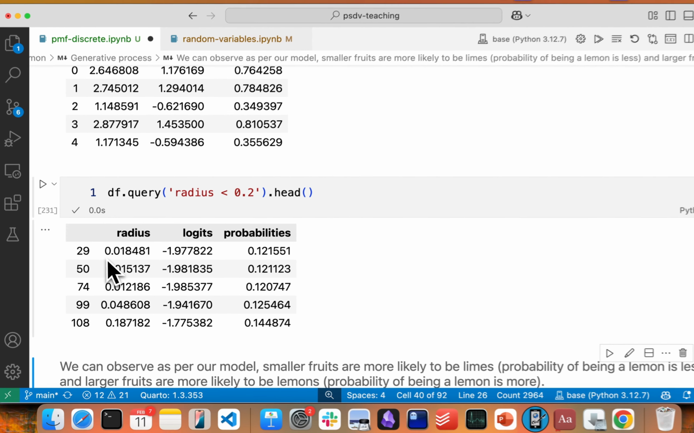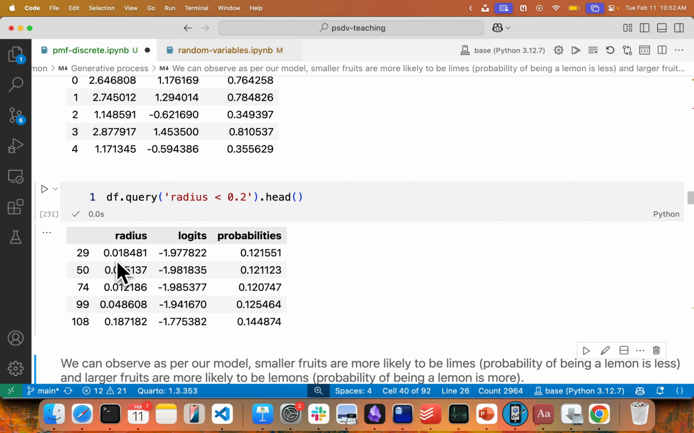You can look at these. These are very small fruits, radius being 0.01, 0.01, 0.01. And the probability of them being lemon is almost close to 0.1. So it's very unlikely that these fruits are lemon, but it's not completely unlikely. It's highly improbable, but not impossible, that these fruits will be lemons.